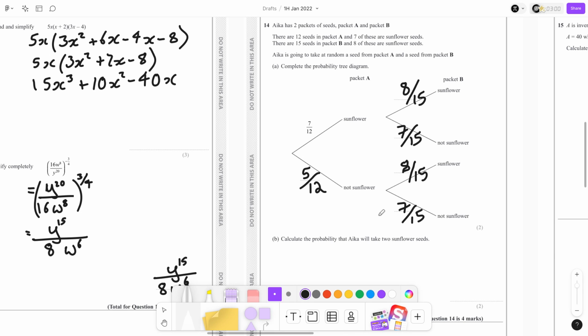Calculate the probability that it will take 2 sunflower seeds. So 1 there, then 1 there. So that is 7/12 of 8/15. Multiply those together. You can see that cancels, and we're going to get 2 and 3. So we're going to get 14 over 45.